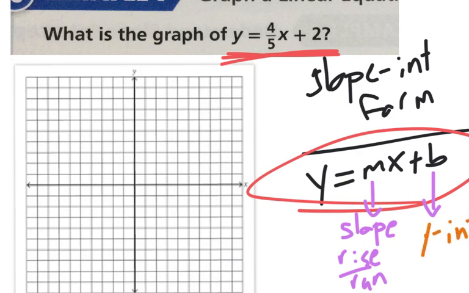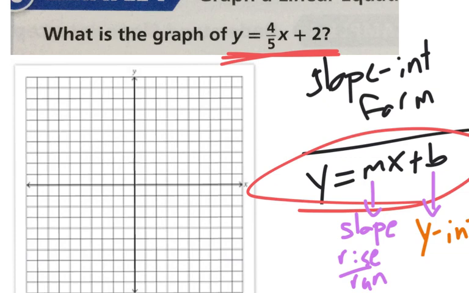So the two things that I'm given are the slope and the y-intercept, which is why we call it slope-intercept form, because you get the slope and the intercept. So if I have to graph this line, this tells me how much the line should rise and run. But does it tell me where the line starts? I have no start point here. I know I need to rise 4 and run 5, but from where?